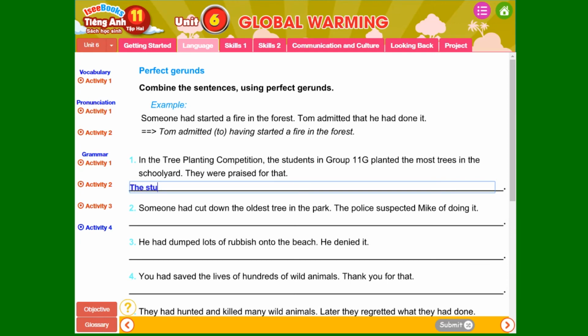The students in group 11 were praised for having planted the most trees in the schoolyard in the tree planting competition.